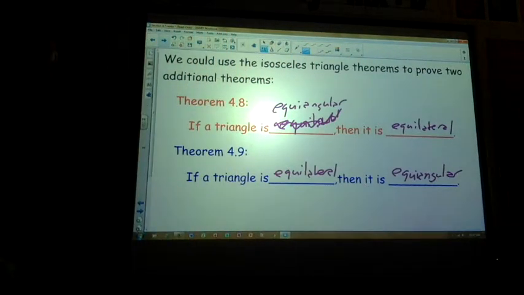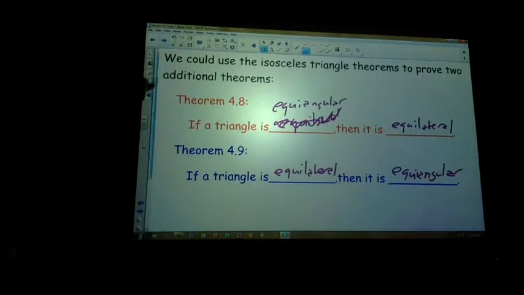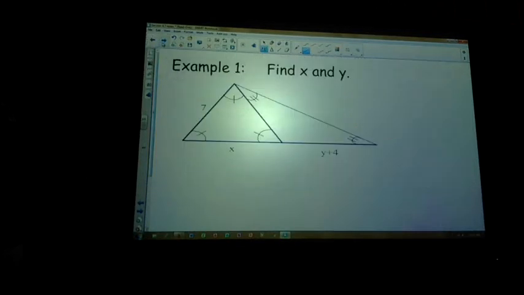Sweet. So those are the converses. Being that those are both true, then I'm sure 4.8 and 4.9 could have been put together to make a biconditional statement. But we don't have to. So if we're doing a proof and we're using that as a reason, I wouldn't necessarily put 4.8 or 4.9. I would put equilateral triangles have this, or equiangular, or all equilaterals.